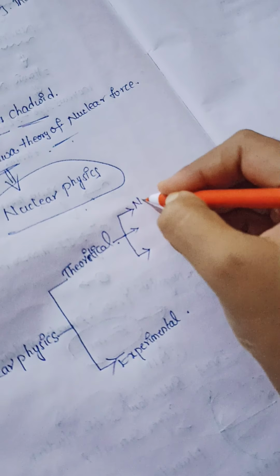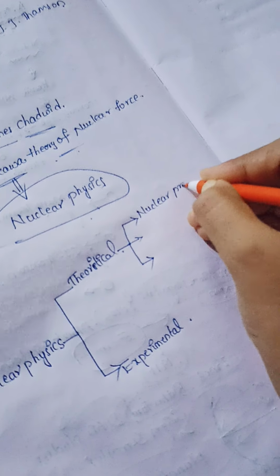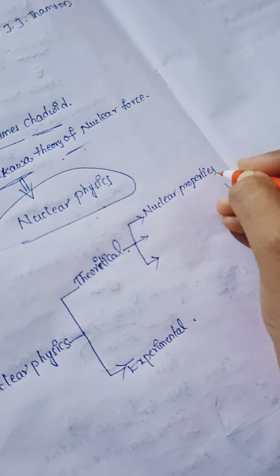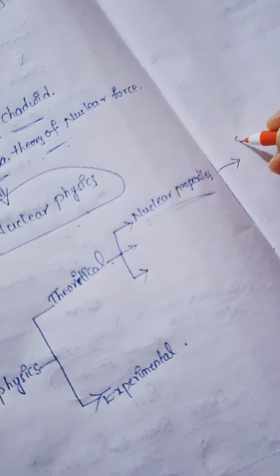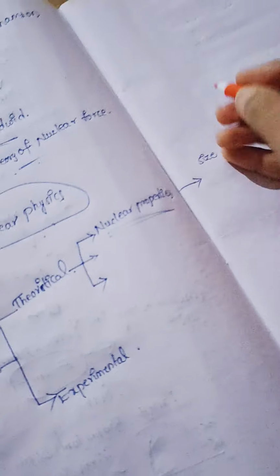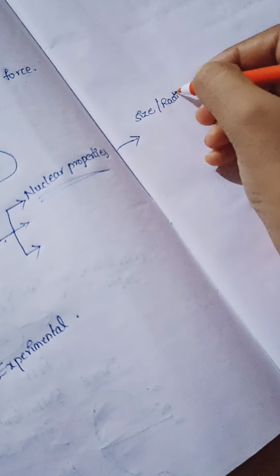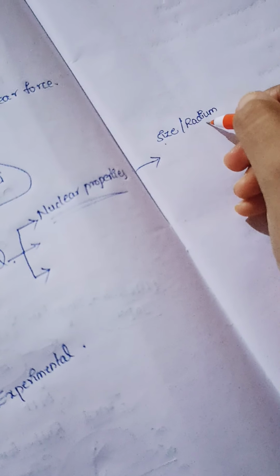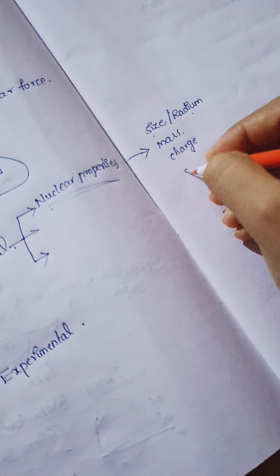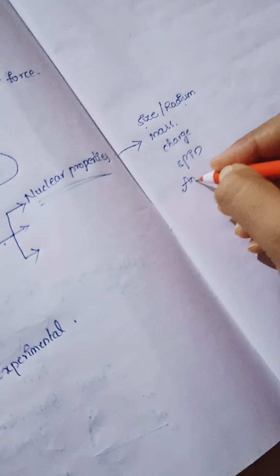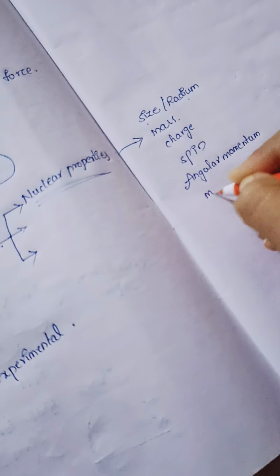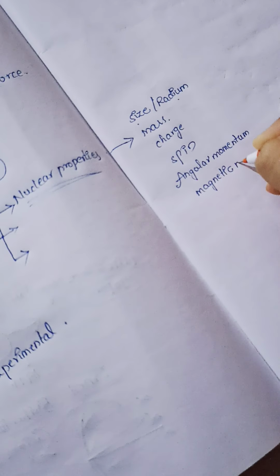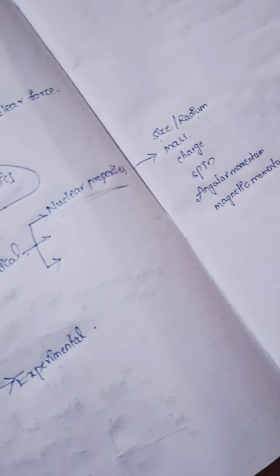The first one is nuclear properties. You have to know what the properties of the nucleus are first. Properties will give you the size or radius of the nucleus, the mass of the nucleus, the charge of the nucleus, the spin of the nucleus, the angular momentum, and the magnetic moment. All these things come under nuclear properties.